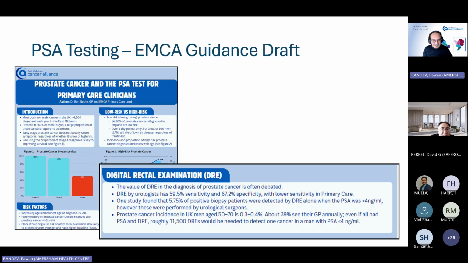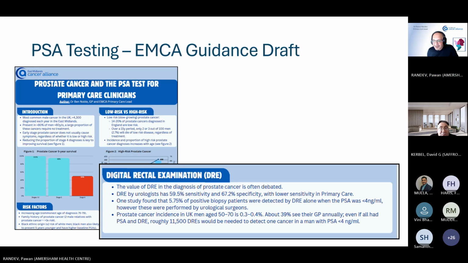And so the studies and the research suggest that if you have a man who has a PSA of less than 4, between the ages of 50 and 70, and they come to see us as GPs, you need to examine about 11,500 of those men to detect one cancer. So the bottom line is that if you've decided to do a PSA and the man has a PSA less than 4, then performing a digital rectal examination is very unlikely to pick up a cancer.